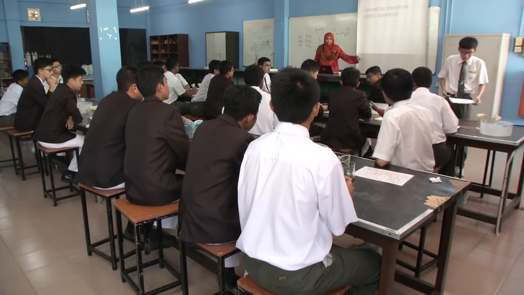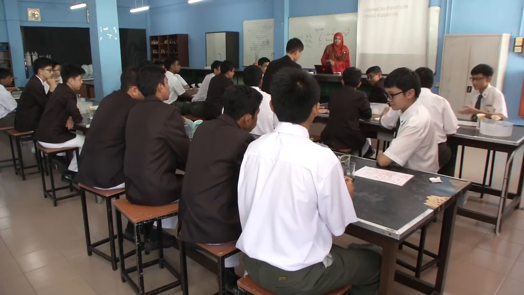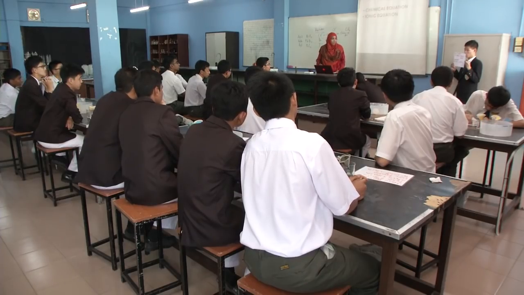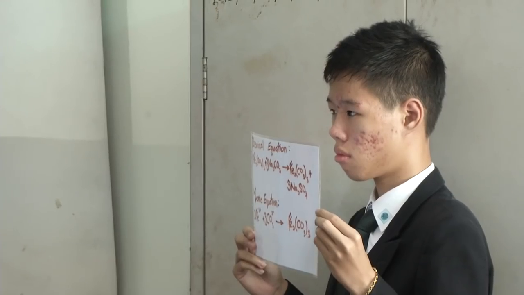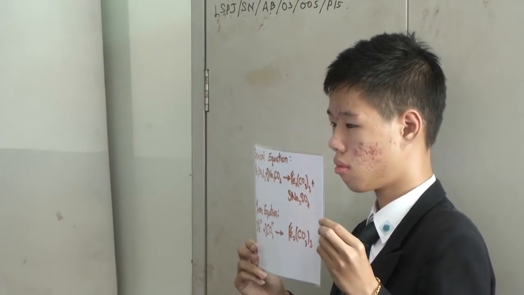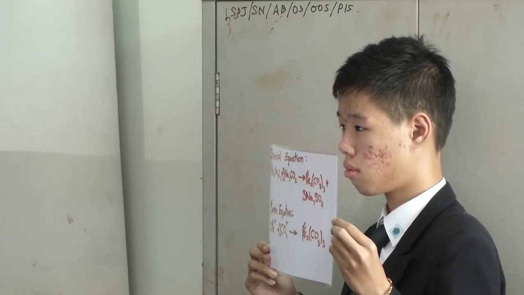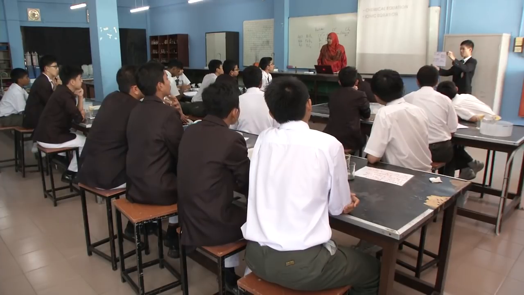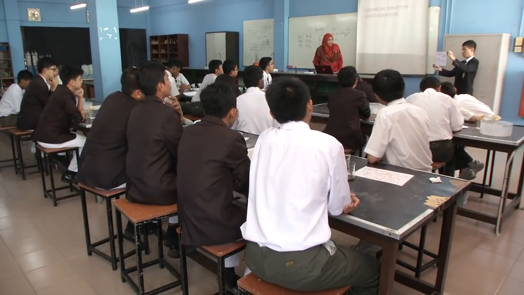Group two, come, Nicholas. All right, so he placed it as Fe2(SO4)3 plus 3Na2CO3 arrow Fe2(CO3)3 plus 3Na2SO4. Okay, is that correct? Check the balancing, is that correct? Yes. Okay, so is that correct? Yes, okay, because the balancing is correct.